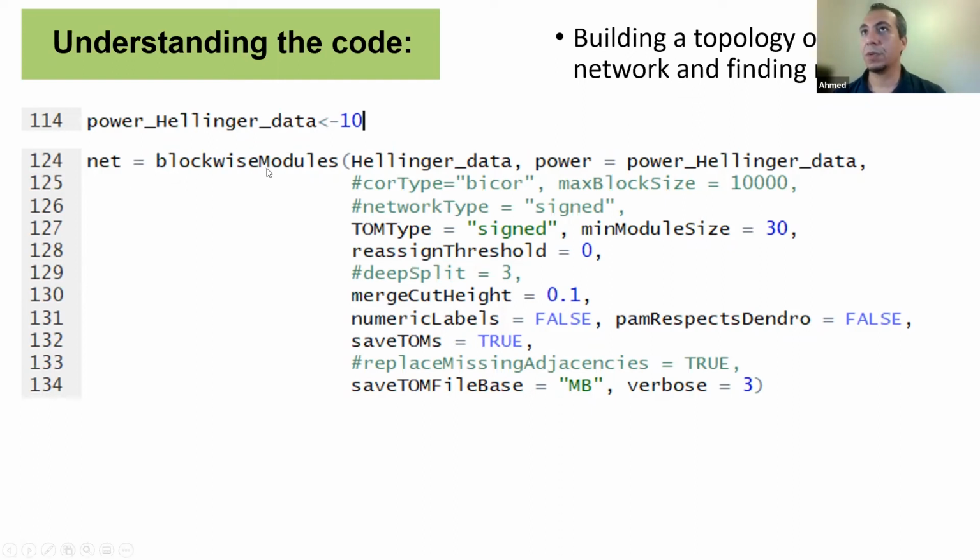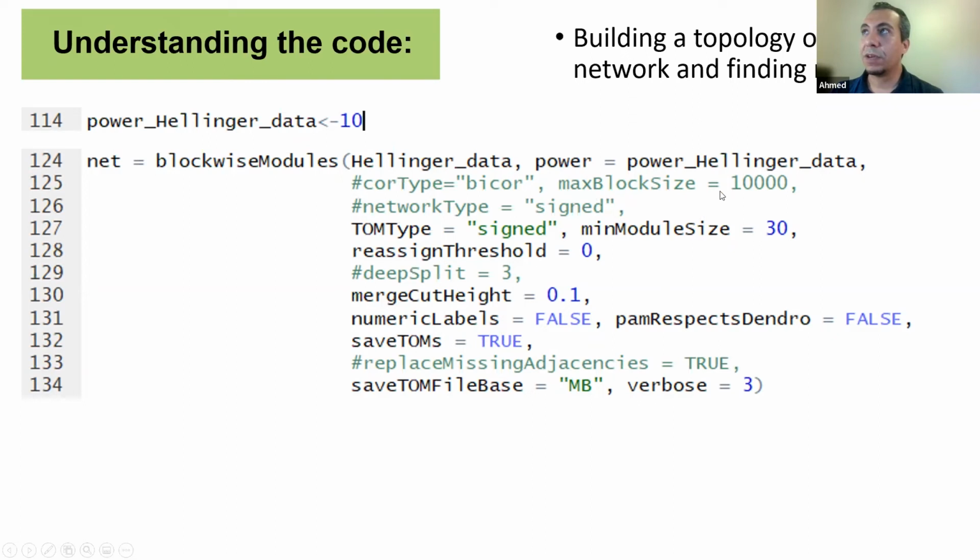It's called, again, the blockwise module. And I told you it's called blockwise because you can basically build this network into blocks and then join them together. You give it your transform table, the wrangled transform table. You give it the power that you have selected, which is the 10 here. So this is the specific scale-free topology network that you have picked. And you specify the type of correlation, Pearson, Spearman, or bicor. You specify the maximum block size.